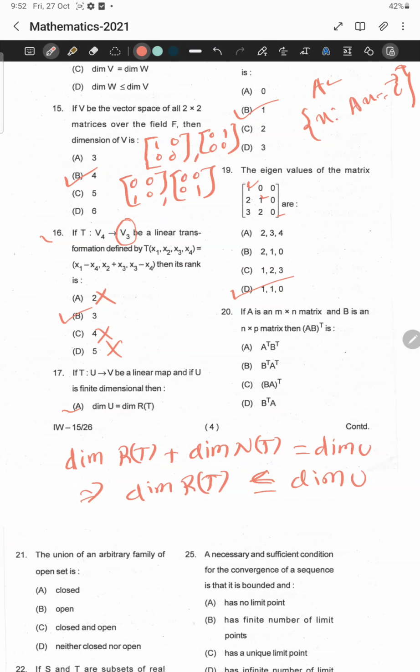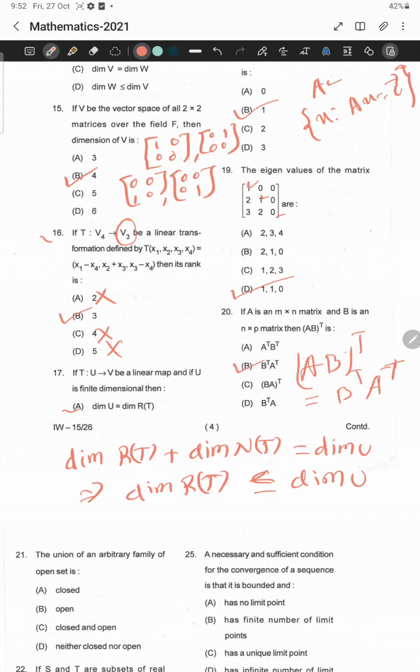Let us move to question number 20. If A is an M cross N matrix and B is an N cross P matrix, then what is AB whole transpose? This is a standard result, usually asked in plus 2 level questions. AB transpose is equal to B transpose A transpose. So the correct answer is option B.